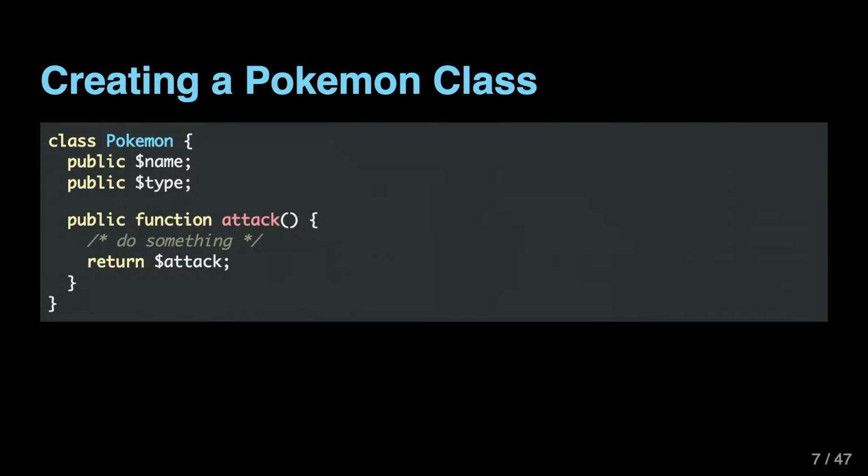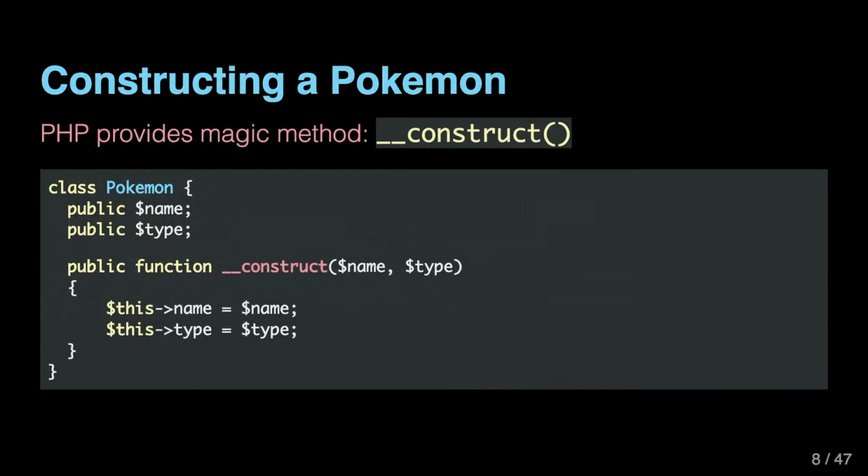Now that we have a class and we have the ability to have a name and a type, we have to think about, how do I create a Pokemon? In OOP, we call that creating an object of this class, or instantiating the class. To do that, PHP gives us a magic method called a constructor, which is written like __construct. A constructor basically allows us to create the object that we're building in that class. So in this case, it would allow us to create a Pokemon.